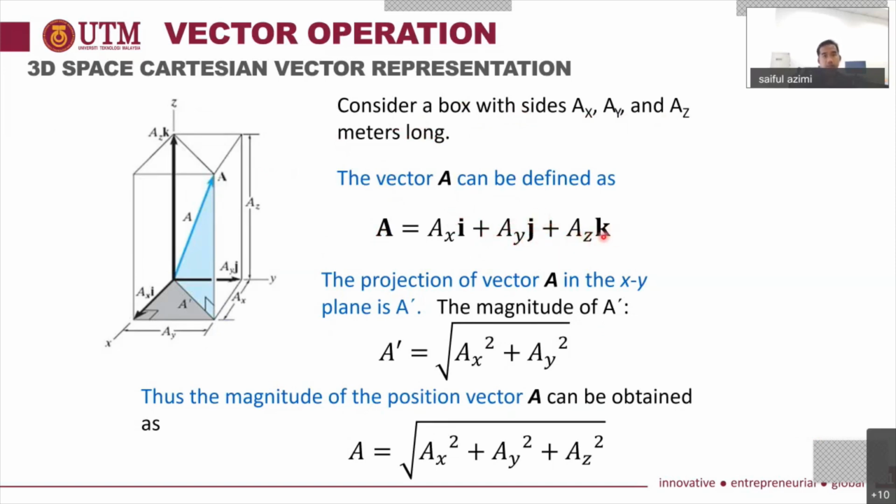Okay. So next, if you wanted to find the magnitude, it is similar. The magnitude is the square root of Ax squared plus Ay squared plus Az squared. It's like you are upgrading your 2D space Cartesian vector a little bit. But it is somehow a little different because this time it has 3 axes. Previously, it only had 2 axes.